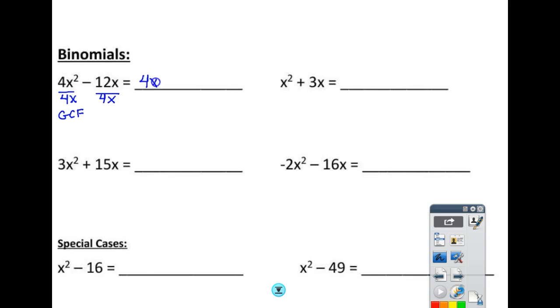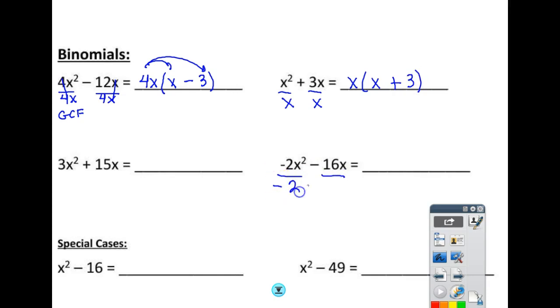Okay, so when you divide them, what do you get? X, because the 4's cancel out, and then the x's cancel out here, which leaves you with a negative 3. And if you are unsure, distribute it back and check it and see, okay? So here, what do they both divide by? An x, and you get an x plus 3. Okay, what do they both divide by here?